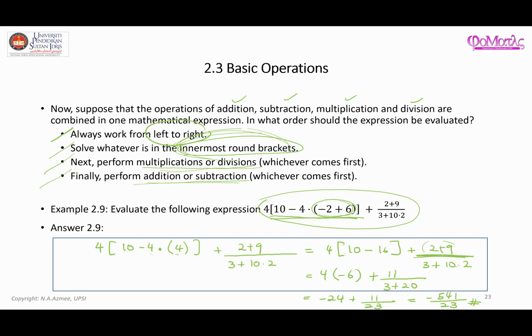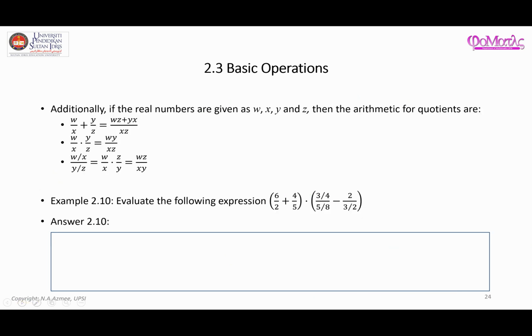Okay, right. Now let's move on to the next slide, which is this one here. So here if we have real numbers which are given as w, x, y and z, then if you want to solve the arithmetic for quotients, some of the examples are given as follows. For example, in the first one here, if you have w over x plus y over z, this is a quotient, what you need to do is make sure that you get the common denominator.